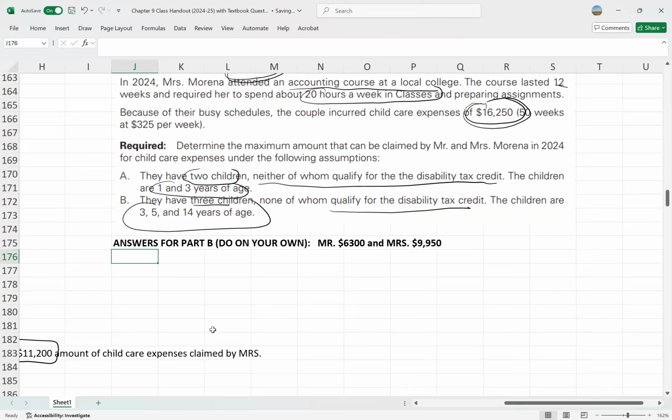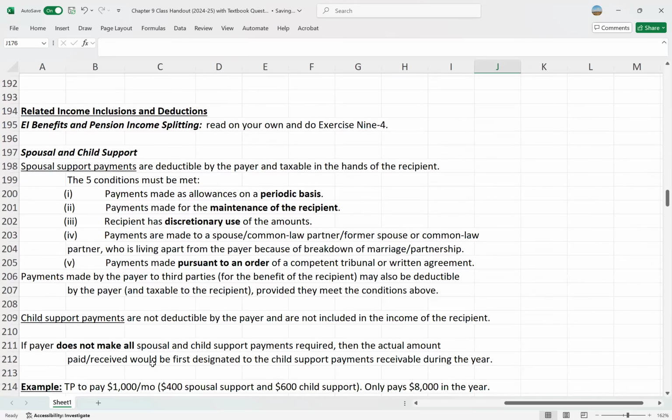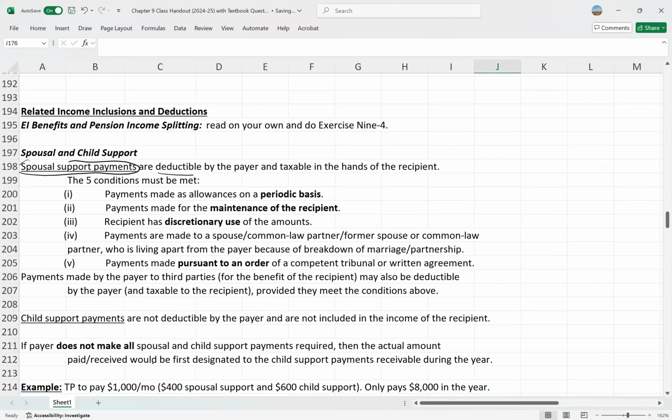So we dealt with moving expenses and we dealt with childcare expenses. The third 3C deduction is spousal support paid. So let's talk about spousal support paid. Now, spousal support payments are deductible by the payer. So whoever is making the payment gets a 3C deduction.